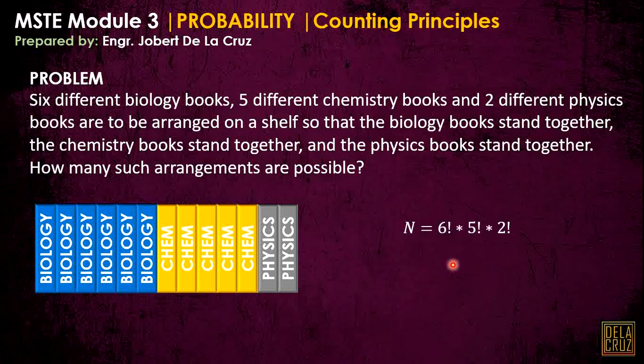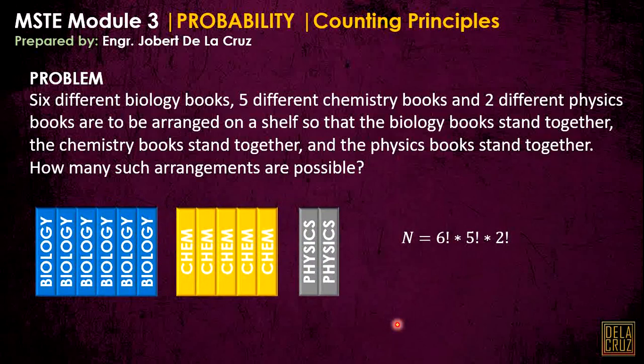So, the total number of ways is just, ito, yung ating biology books is i-arrange natin. So, that is 6 factorial. Kumbaga, okay, we have 6 initially, then 6 times 5 times 4 times 3, or 6 factorial, since i-arrange man natin sila lahat. How about the chemistry books? That is, 5 sila, so 5 factorial. Physics books, 2 factorial. Okay? So, is that the answer?